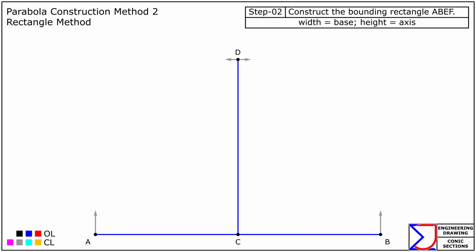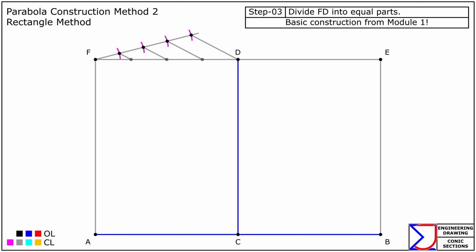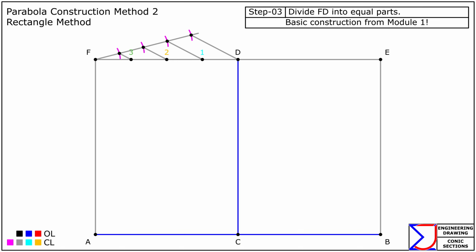Next, use these base and axis to construct a rectangle ABEF, where the width and height correspond to the base and axis respectively. Now, divide FD into equal parts, for example, 4, and mark the points accordingly, as shown. Then, using the same division length, mark corresponding points along ED.